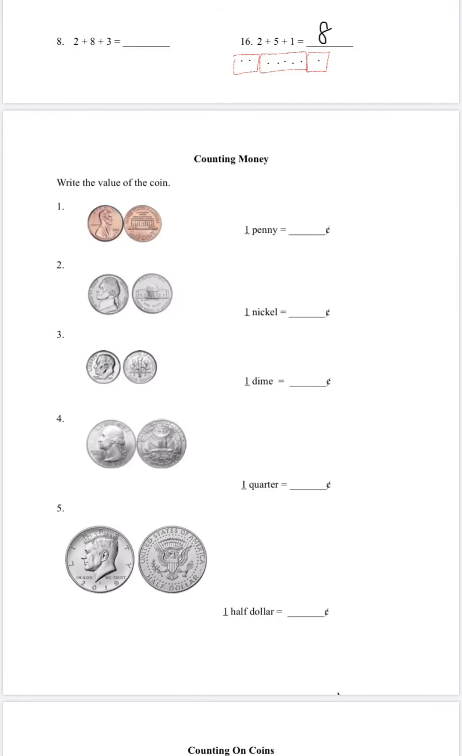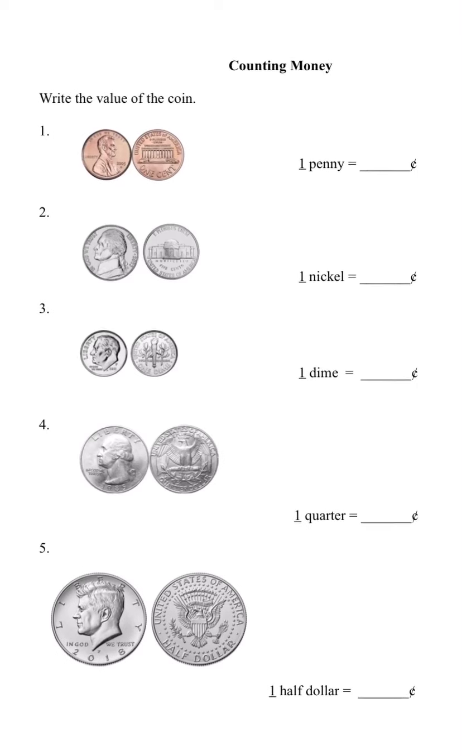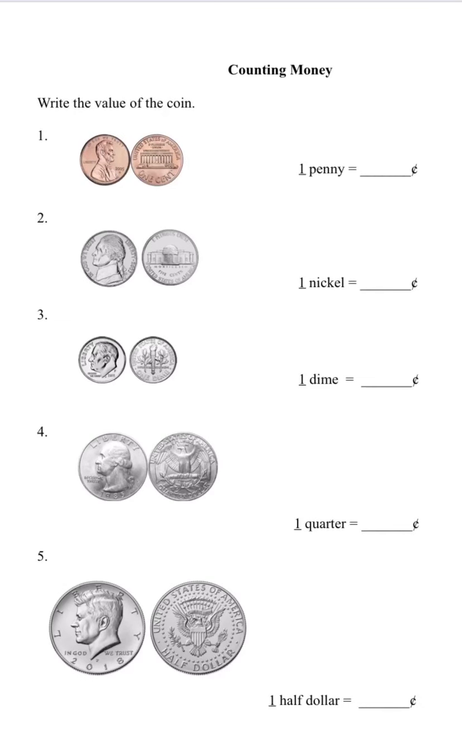Now let's move on to counting money. Write the value of the coin. 1 penny is 1 cent. Okay, we need to memorize this. So number 2, 1 nickel is 5. And then 1 dime is 10 cents. And then number 4, 1 quarter is 25. And 1 half dollar is going to be 50. Okay?